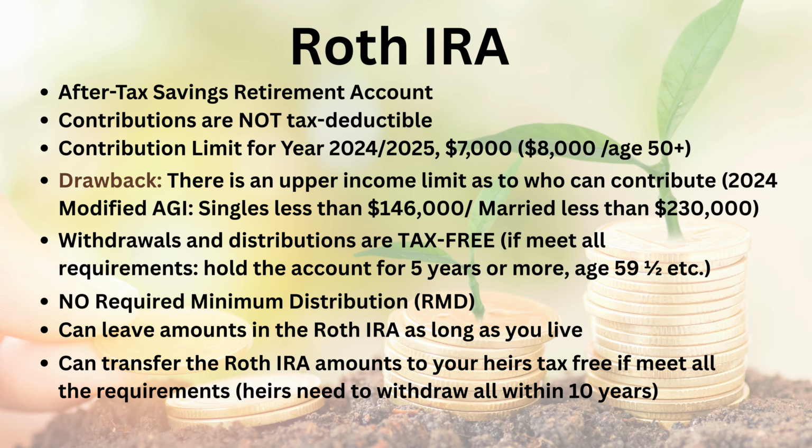Other benefits of a Roth IRA are that there's no minimum distribution requirement and you can leave amounts in the account as long as you live. Also, you can transfer your Roth IRA to your heirs after your death if you name them as beneficiaries and you have held your account for 5 years or more at the time of your death. However, your heirs have to withdraw all the money within 10 years. As you can see, given all the benefits a Roth IRA offers, they are the reasons many prefer a Roth IRA over a traditional IRA, given a choice.